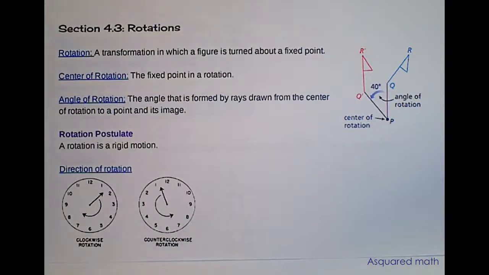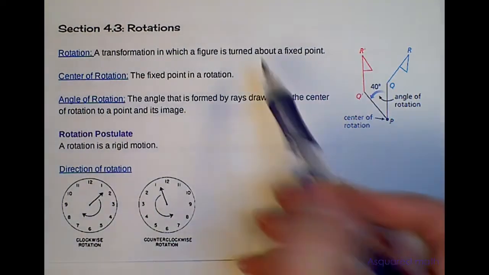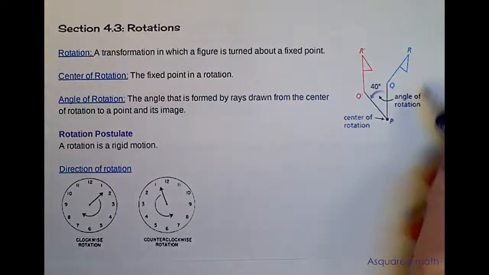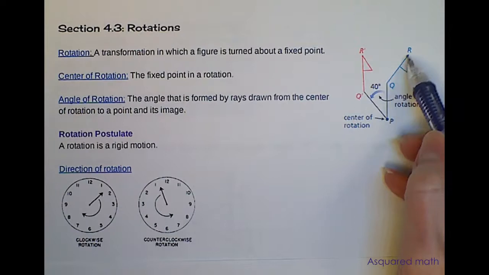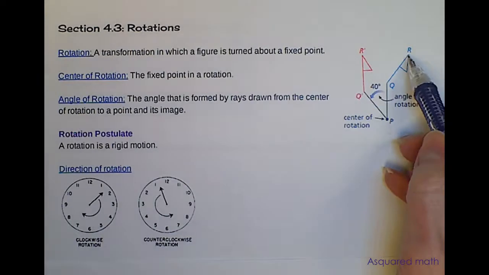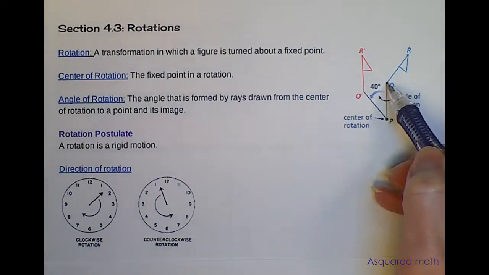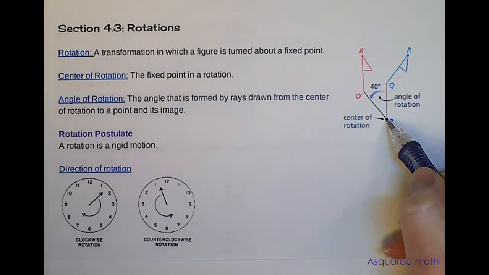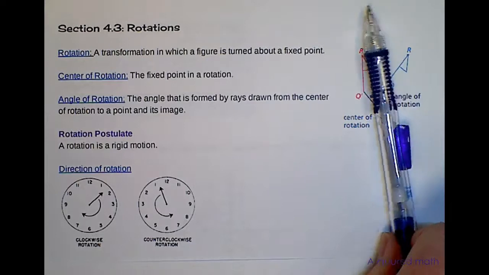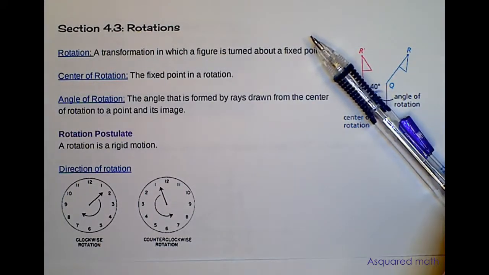Hello everyone, and in this lesson we are looking at section 4.3, which focuses on rotations. A rotation is a transformation in which a figure is turned about a fixed point. In this figure over here, we have our pre-image, this whole flag, with an endpoint R and an endpoint Q, and it's rotating about this fixed point P. So we're going to rotate this image about that point P.